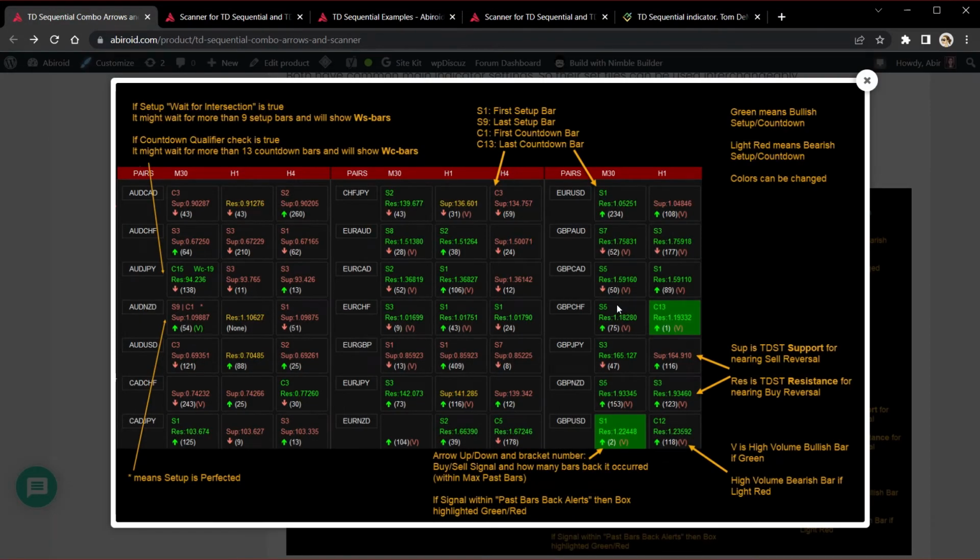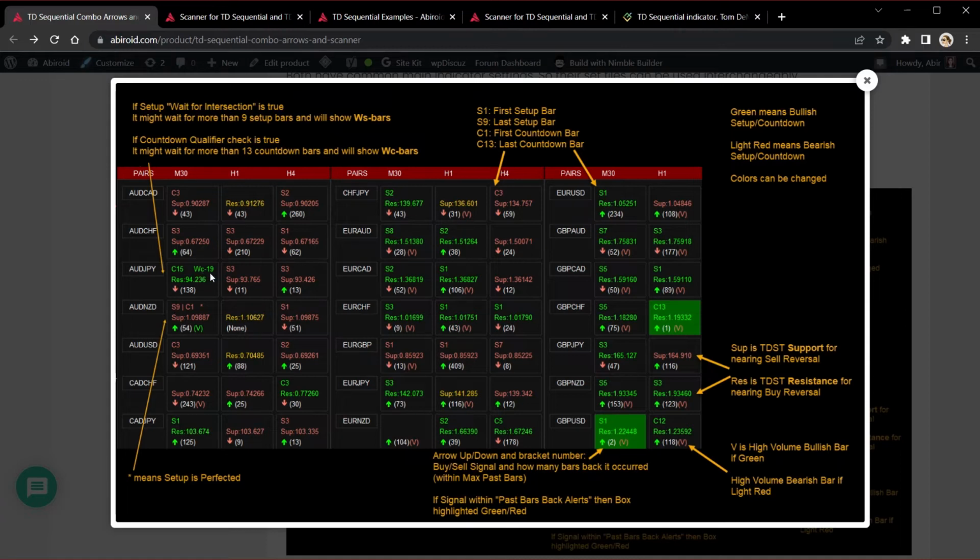So the scanner will show all of these: the ongoing bar, whether it is in setup mode, whether it is in countdown mode. This light red color indicates bearish, and this green color indicates a possible bullish signal. So countdown 15 is somewhere where price would have gone down, and after that a bullish signal is very near. But even though we have 13 bars for countdown, right here it is waiting for a countdown qualifier. I'll go over what the qualifier is.